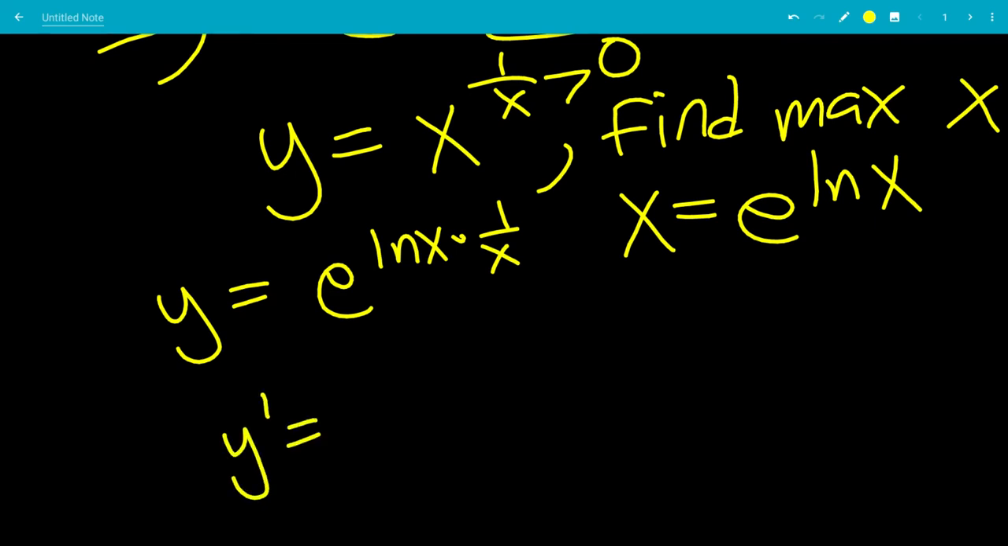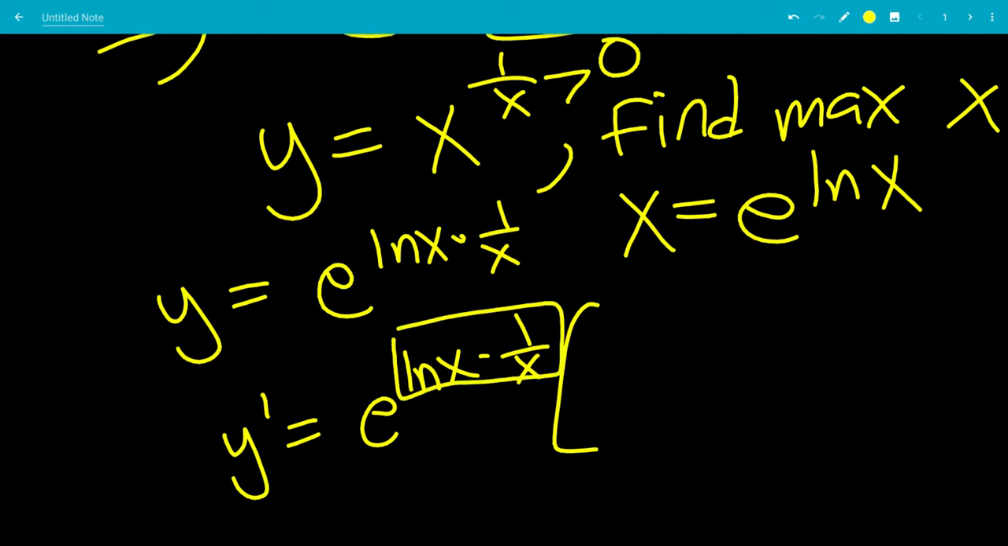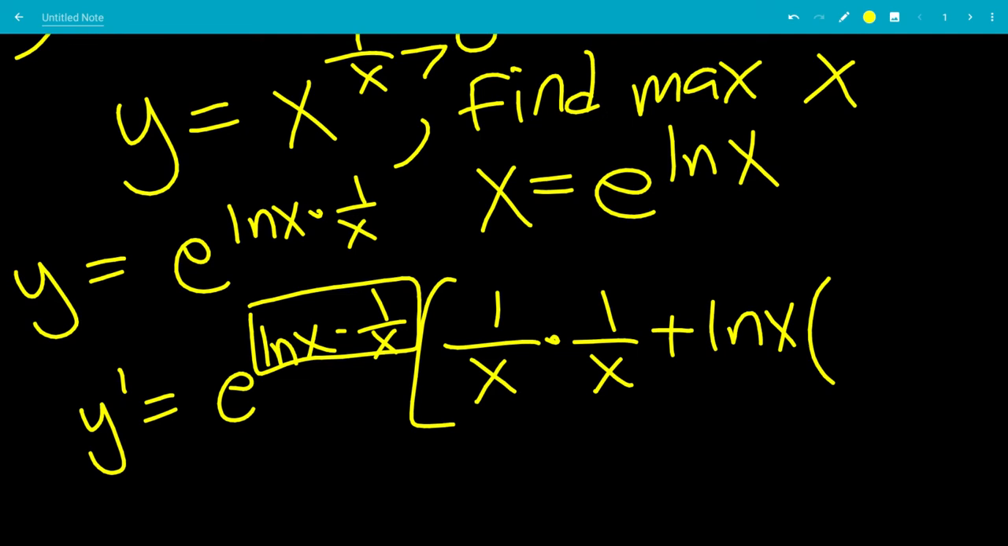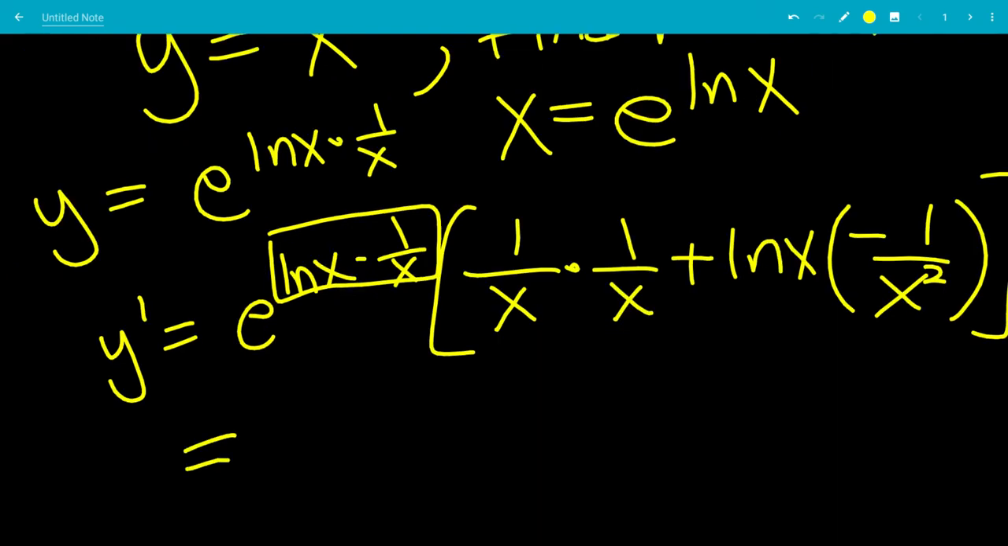Okay, so this derivative is going to be pretty easy. It's going to have a power rule and a chain rule. The derivative of e to the something is e to the something times 1 over x, multiplied by the derivative of the inside. So the derivative of ln x times 1 over x will be 1 over x, derivative of the first times the second, plus the first times the derivative of the second. The derivative of 1 over x is negative 1 over x squared. Okay, good. But what is this?